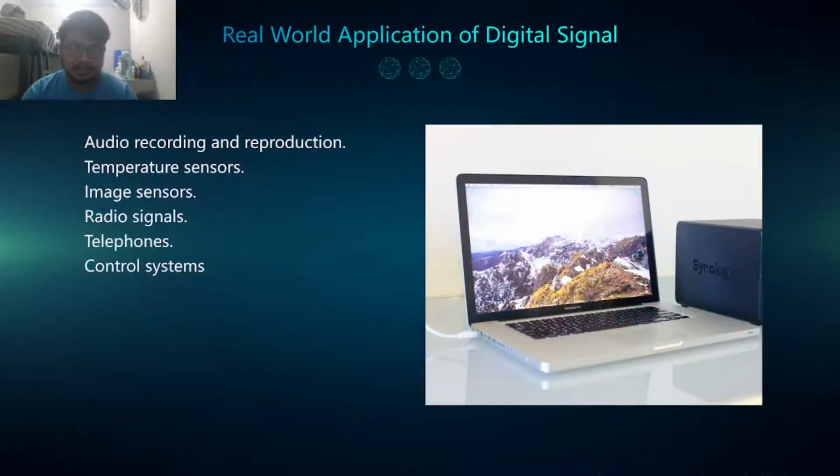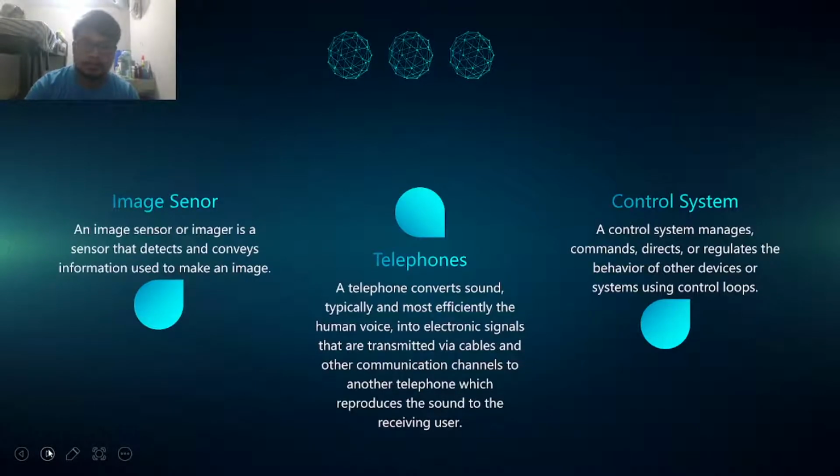Next one is for the real-world application of a digital signal. It has an application for audio recording and reproduction, temperature sensors, image sensors, radio signals, telephone, and control system. So let me explain three of them.